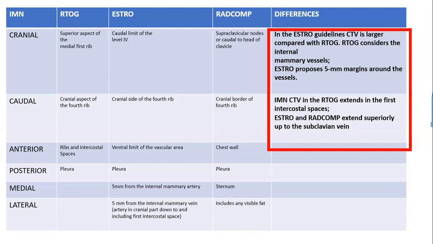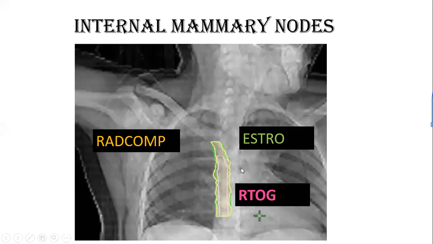So coming to the IMN, as we have discussed previously, the RTOG has a smaller volume. It only takes the internal mammary vessels and it doesn't take the 5 mm margin. And even the cranial border is at a much lower level. Whereas in ESTRO, we will take a 5 mm margin from the vessels, and we will try to connect the border with the supraclavicular lymph node. So our cranial border would be higher in the ESTRO level.